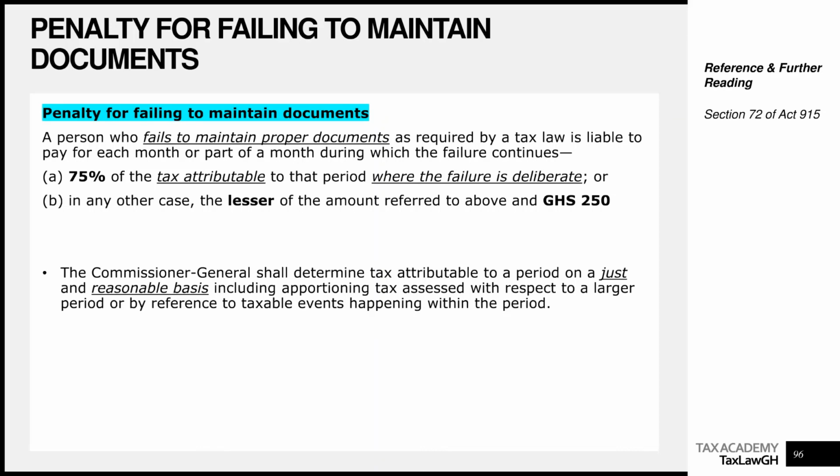Then in any other case, the lower or the lesser of the amount referred to above and 250 cedis. So if they realize the failure to maintain documents was not deliberate, you didn't make up your mind to do that, it was just a mistake, then you can pay as low as 250 cedis. So remember, it's 75% of tax attributable where the failure is deliberate, and then in any other case where it's not deliberate, it's either 250 cedis or the 75%, whichever is lower. Most likely will be the 250 cedis as the amount. So it's not too hefty if it's not deliberate. You can pay 250 cedis easily. So take note of this.